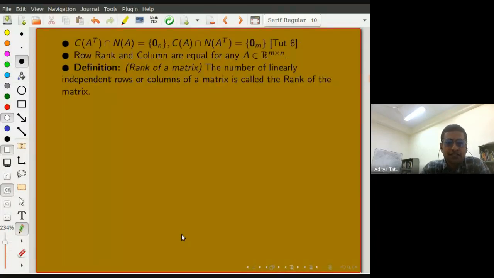Just for the sake of completeness, we showed in the last tutorial that the row space and the null space are not disjoint, but the intersection always contains only the zero vector. Since this property is true for any A, it has to be true for A transpose as well. Therefore, the intersection of the column space of the matrix A and its left null space is also the zero vector, in the appropriate space. Any doubts with this particular question in tutorial 8?